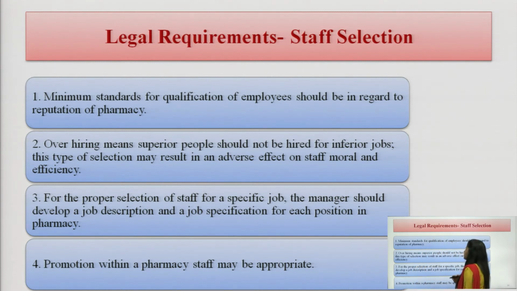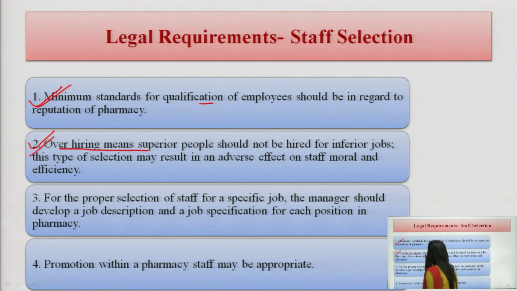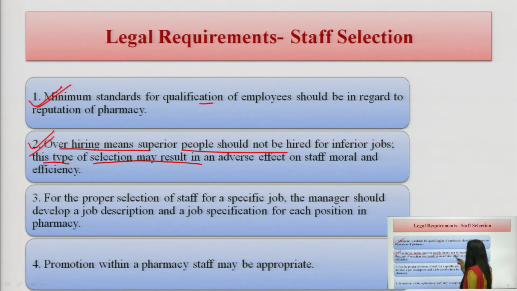Another is the staff selection. Now, what are the conditions? First, the minimum criteria should be followed, the minimum standards for qualification I told you for the retail as well as the wholesale in the previous slide. Point number 2, over hiring means superior people should not be hired for inferior jobs, otherwise it will adversely affect the system of the retail or the wholesale. This type of selection may have an adverse effect on staff morale and efficiency. So, give that job which is appropriate to that particular qualification and that particular post.